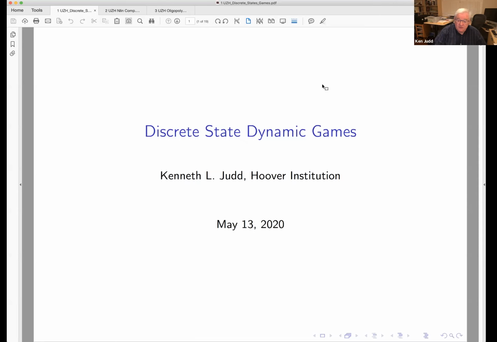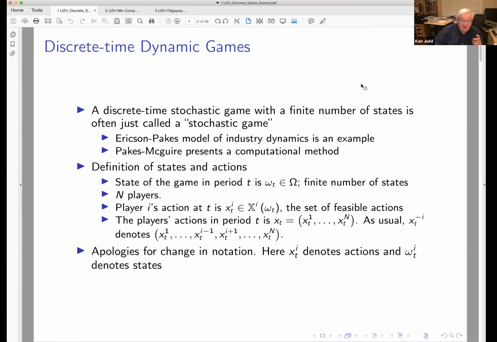Now, by the way, I'm only going to be talking about Markov perfect equilibria. Nothing today about super games. So these are going to be called stochastic games. We're going to be in discrete time and discrete state.